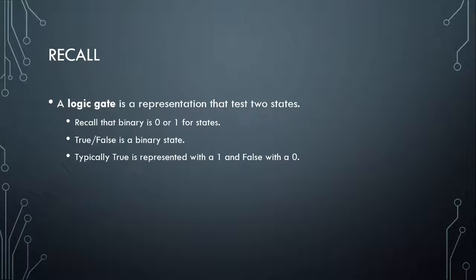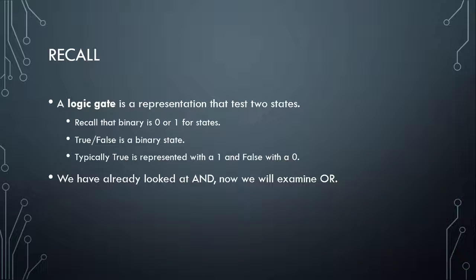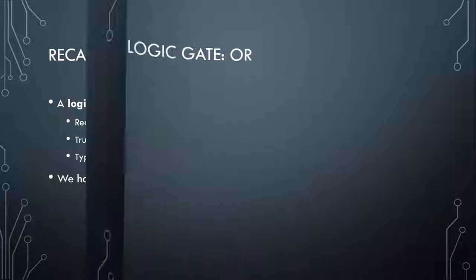So a quick recall that a logic gate is a representation of two states. We did that binary is 0 or 1, and true or false is an example of a binary state, typically true representing 1, false representing 0. Now, as I mentioned previously, we had already looked at and, so now we get to examine or.